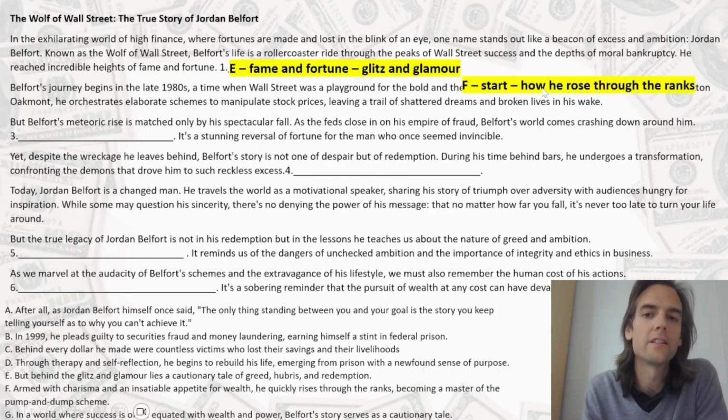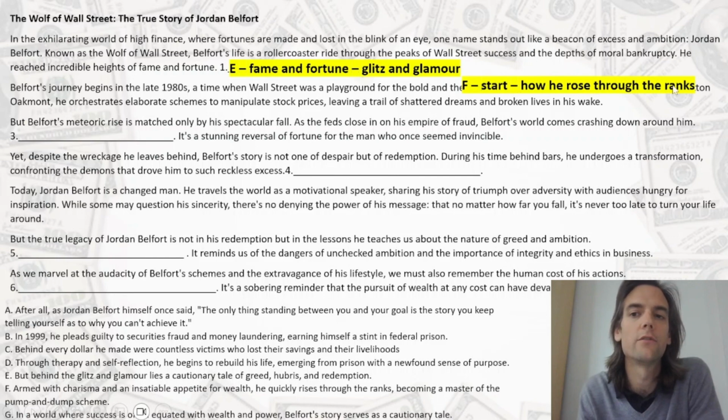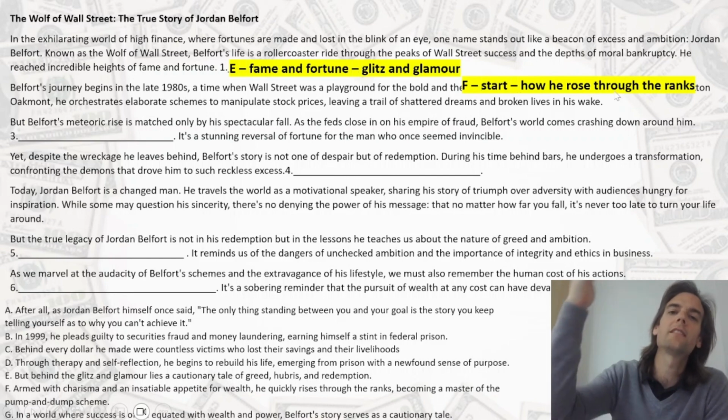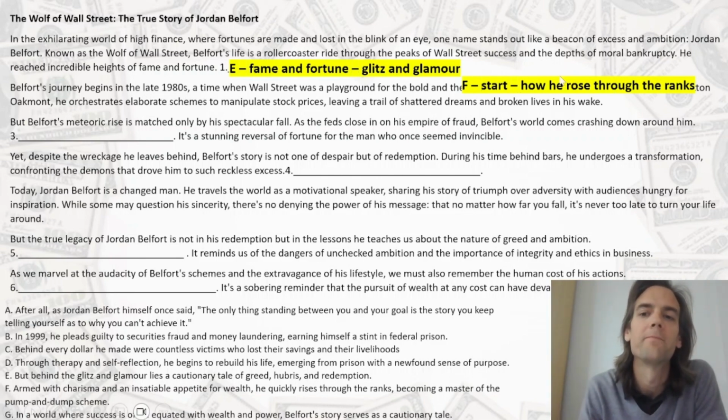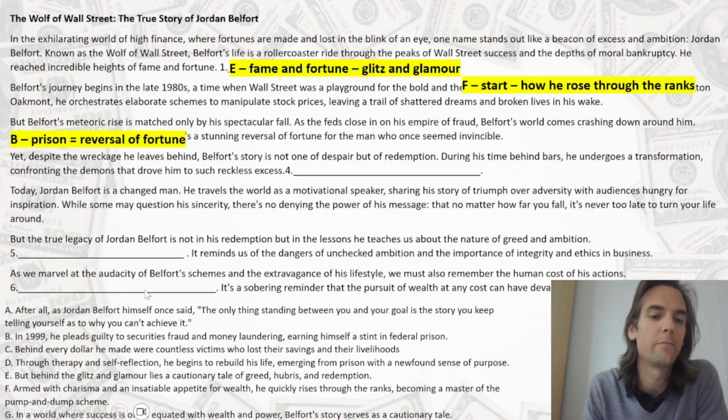Number 2, the start of his career. Well, this is rising through the ranks, F. Lovely expression for your Cambridge exam, to rise through the ranks, to get better and better jobs, more responsibility, more money, and so on. Number 3, the world comes crashing down. He went to prison. That's B.